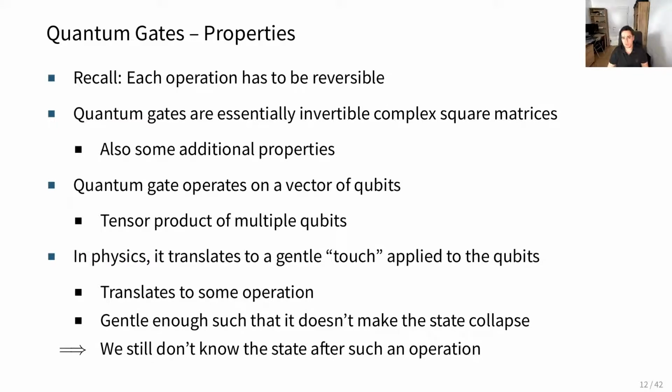What this means, and I think I've already said this before, is that during this computation with quantum gates, we don't know the state after the operation. We know the superposition, we know the weights, but we don't know the precise state it assumes. So this is about quantum gates, essentially.